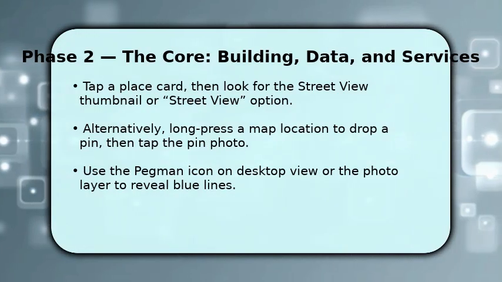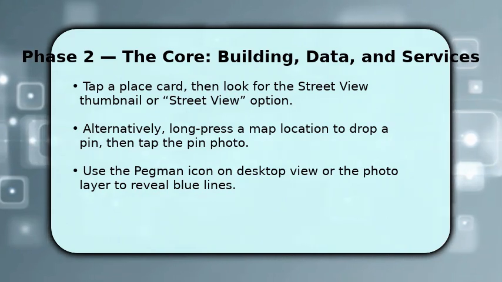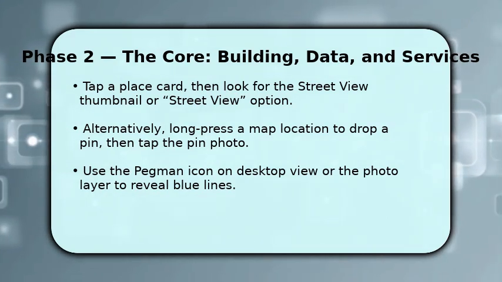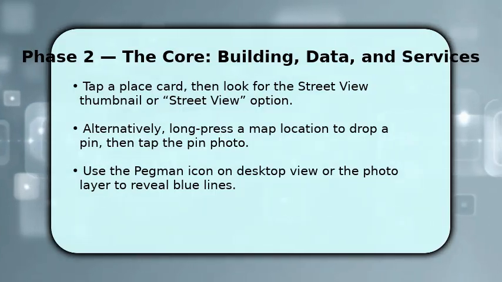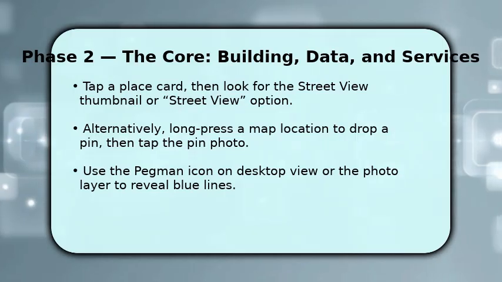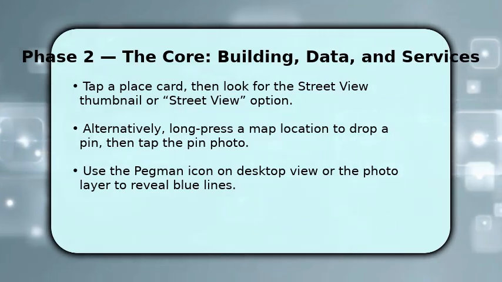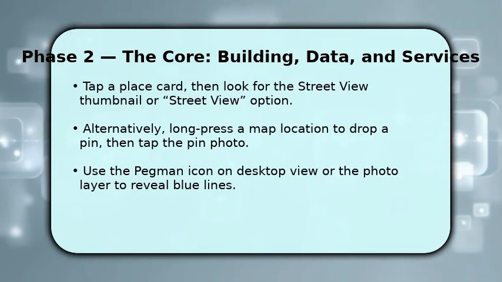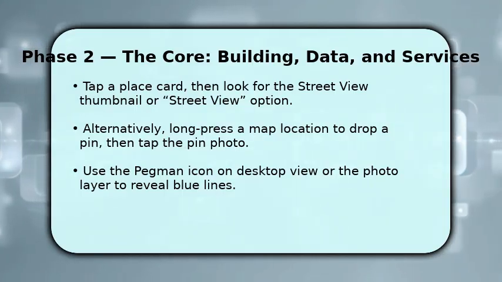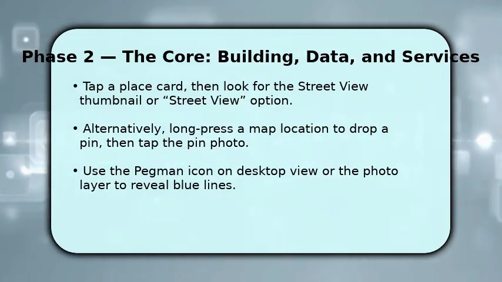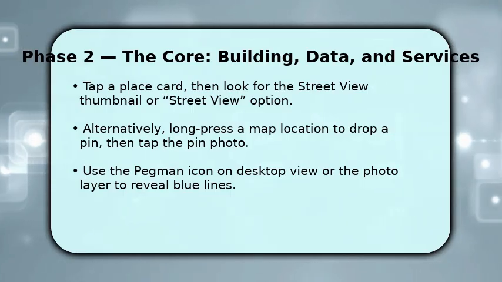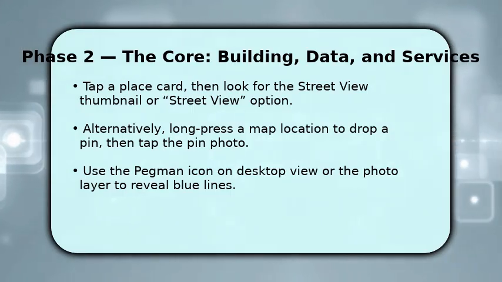Next, find Street View imagery. Tap the place card and select the Street View thumbnail if shown, or long press to drop a pin and tap the photo that appears. Once you enter, swipe to look around and drag on the mini compass to rotate. This is how you change view direction. Pinch to zoom in or out of the panorama for detail. If you don't see a thumbnail, enable the photo layer so blue lines or dots reveal available Street View coverage.